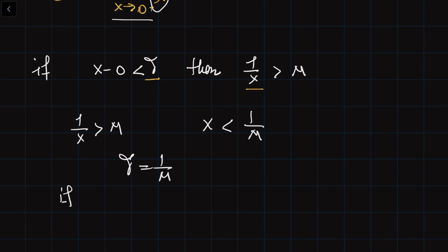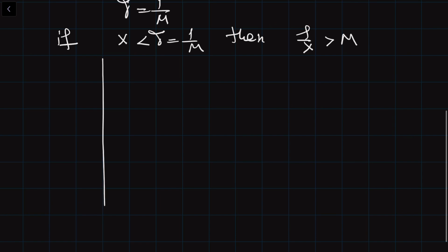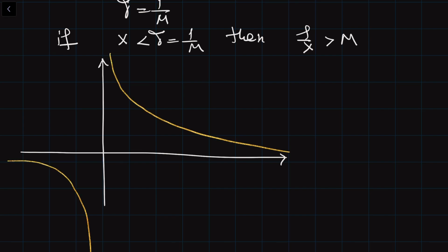So essentially, if x is smaller than the delta, which is equal to 1 over m, then my function 1 over x is becoming bigger than m. I can sketch the graph of this function in order to show what I mean. The graph of this function is looking like this. And you can see here that if you go to the x from the right, the function tends to go to plus infinity. And if you go to the x from the left, the function goes to minus infinity, right?